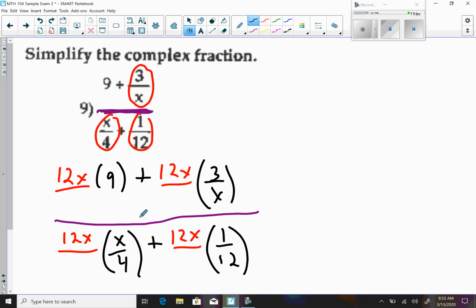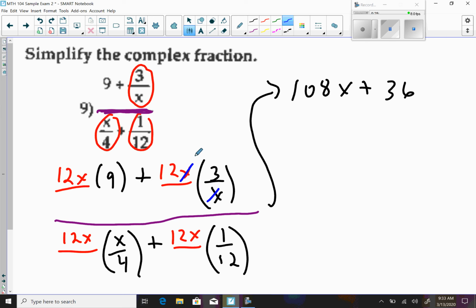So we're just multiplying above the purple and below the purple by 12x. We're multiplying the numerator of this fraction by 12x and the denominator by the same thing. So that's something we're allowed to do. 12x times 9 is 108x. Then after the plus sign, we just have 36 because x divided by x is 1. 12 times 3 is 36.